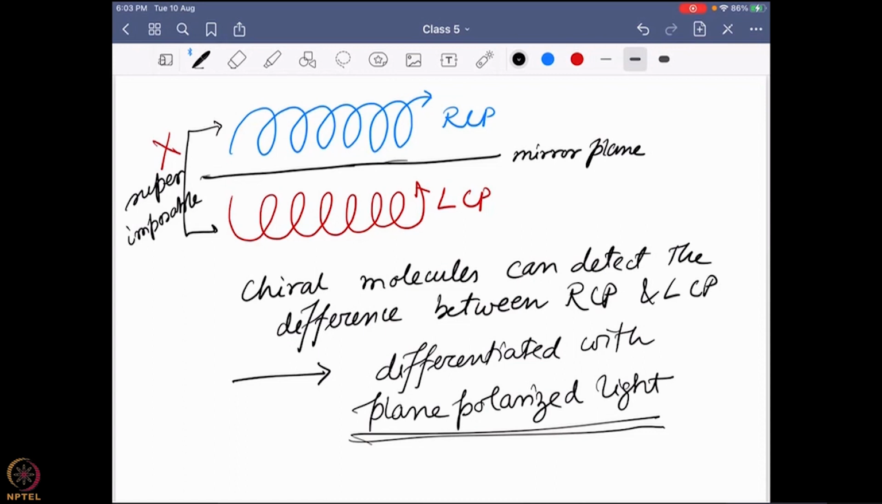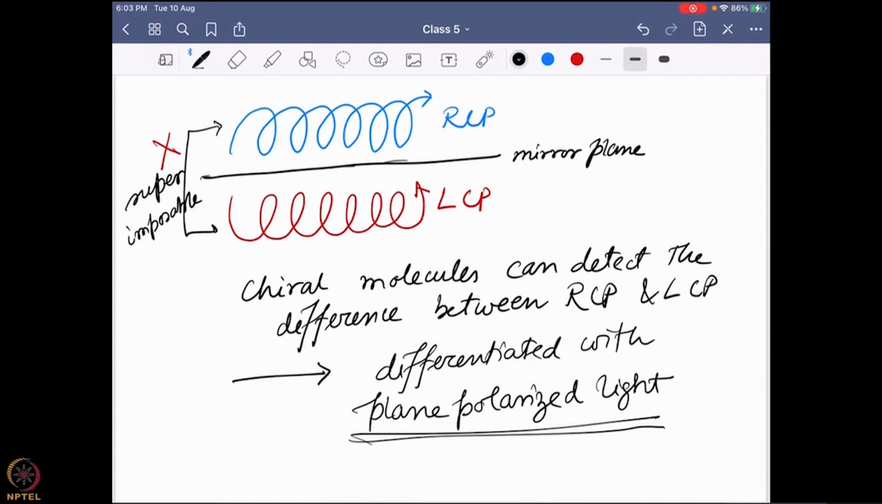Now the question is, that is fine that there is a right hand circularly polarized light and left hand circularly polarized light, and a chiral molecule can detect the difference. But how does it actually work, how does it actually interact with these two lights, so that I can get a signal, and what kind of signals I can expect.